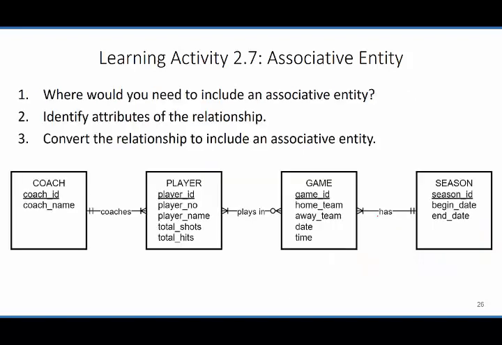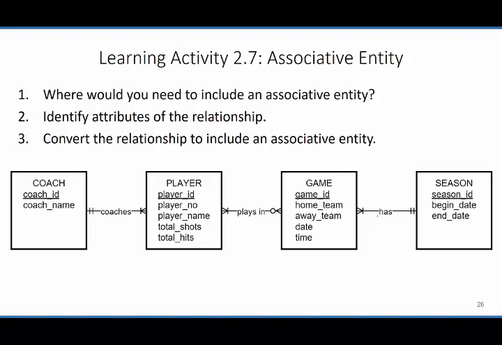So let's look at another example. I want you guys to try this on your own as well. So what you'll need to do is identify where you would need to include an associative entity. This is based off of our previous learning activities. And then identify the attributes of the relationship that would exist. Then convert the relationship to include an associative entity. So pause this video and complete this on your own, and then come back to check your answer.